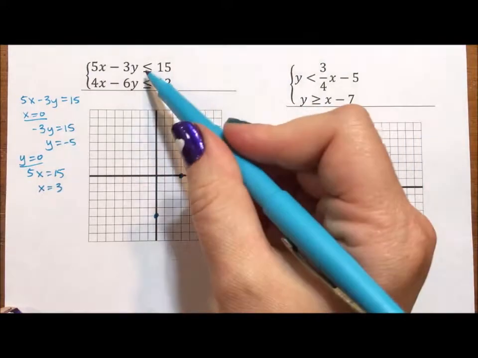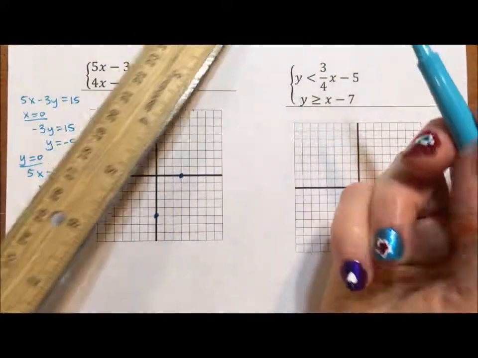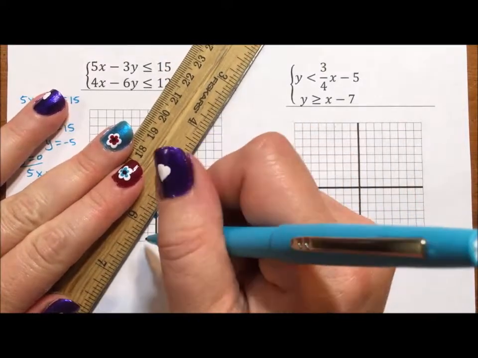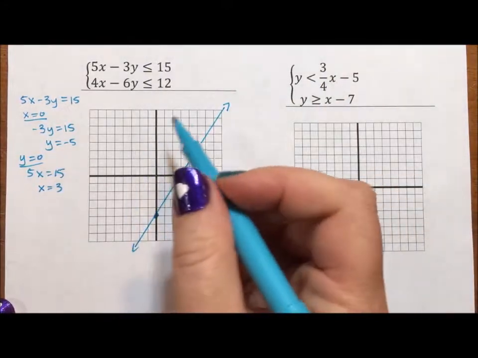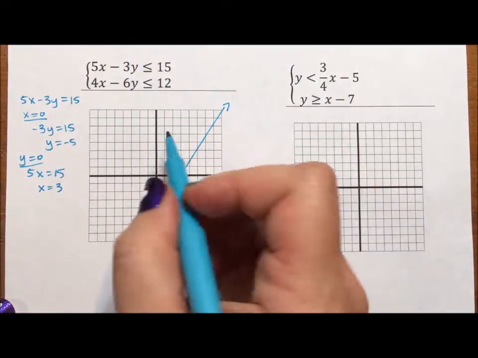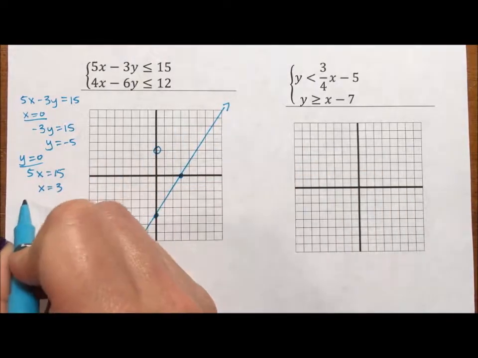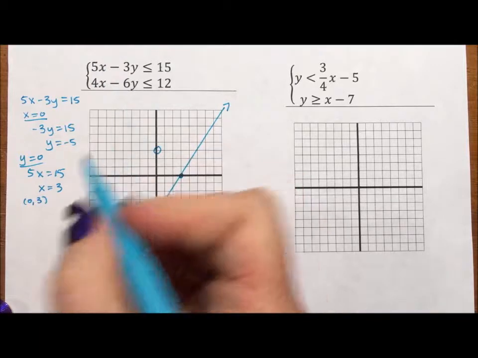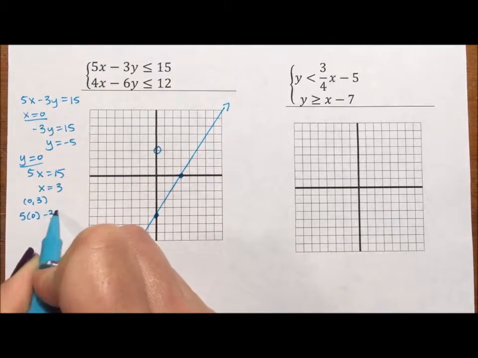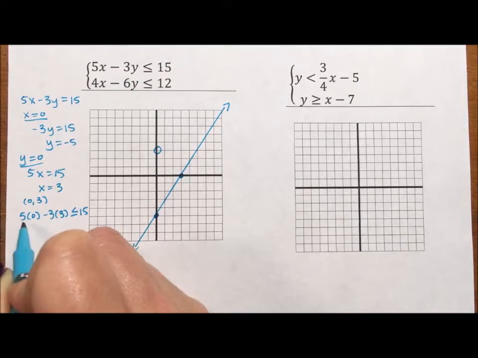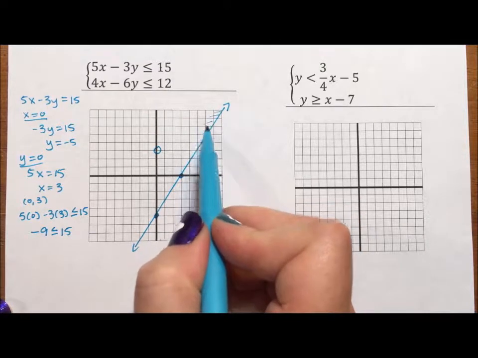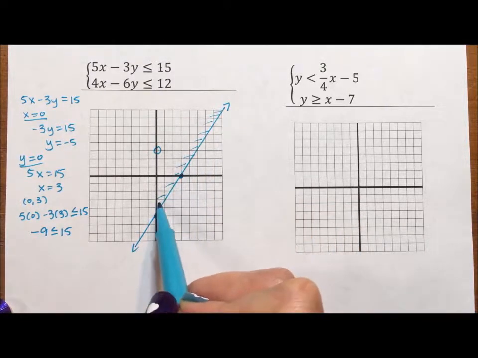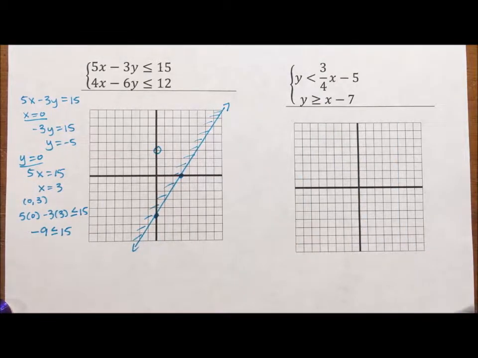Now I have to go back to my inequality. There's an equal sign there, so I'm going to do a solid line. Now I have to figure out where to shade this line. I'm going to test the point 0, 3. Does that satisfy this inequality? Is 5 times 0 minus 3 times 3 less than or equal to 15? Is negative 9 less than or equal to 15? That is true, so we're shading on this side. I'm doing a very little amount of shading because I have two lines and I have to get the shading for both of them before I figure out what region is actually shaded.